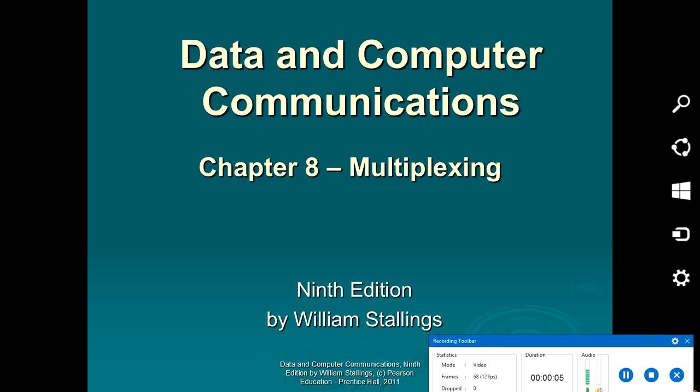So hello everyone, we are going to start with the next chapter, which is chapter 8, multiplexing, for week 5. Alright, so let's start with this chapter. I have divided this chapter into two parts. In the first part I will cover what is multiplexing, frequency division multiplexing, and a little bit about time division multiplexing. Then in the next recorded lecture I will talk more about time division multiplexing. So let's start with this.